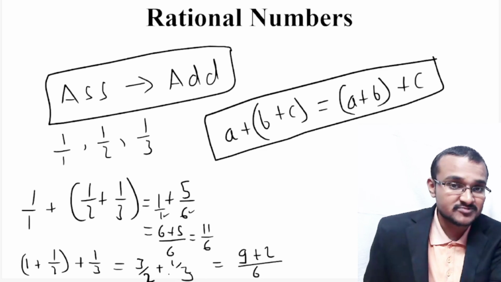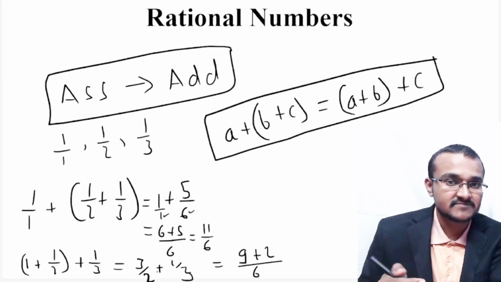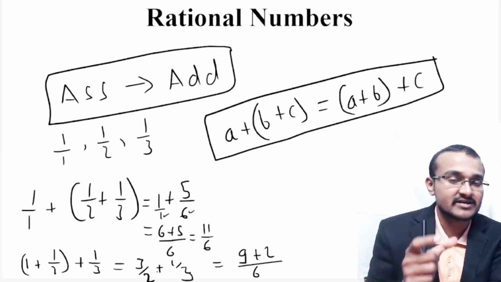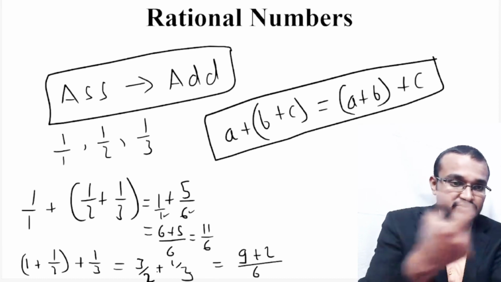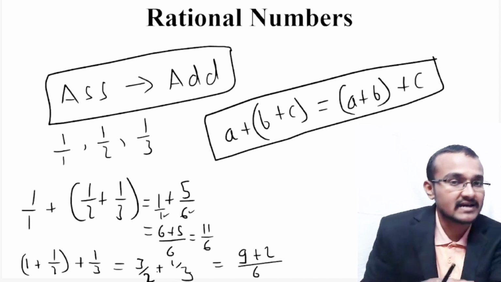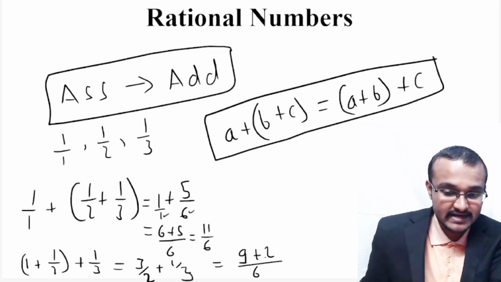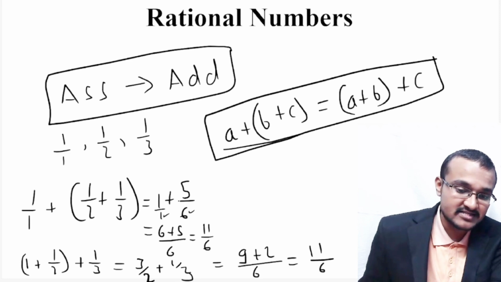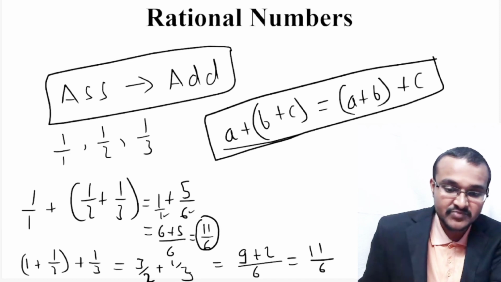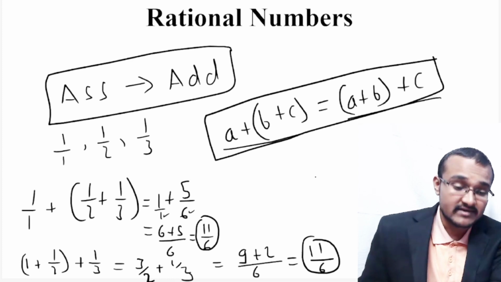So you should actually solve these fractions. I have already taught you how to do addition of rational numbers. You should take the LCM of the denominators, and then you should multiply with the individual terms, and the whole should be divided by the LCM. So now I have got 9 plus 2 divided by 6. So here the answer will be 11 by 6. So when you write it in the form of LHS, you are getting the answer as 11 by 6. When you write it in the form of RHS also, you are getting the answer as 11 by 6.